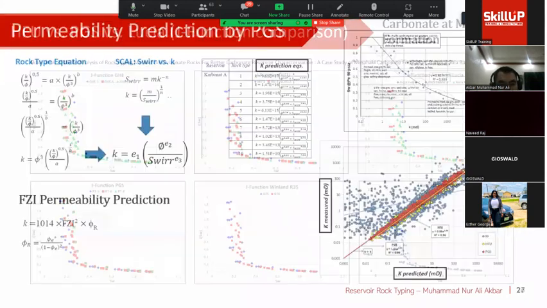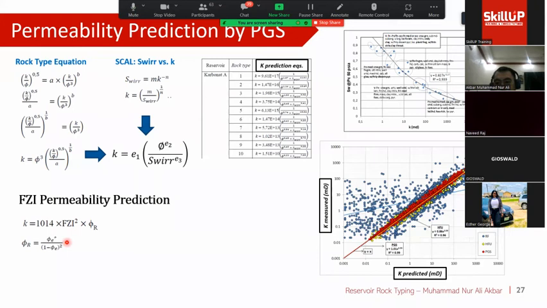How about the permeability prediction? It is the same. We try to predict between the hydraulic flow unit and also the PGS. Actually, the result is almost the same. This is because, as I mentioned before, the flow zone indicator is also a really good prediction method for the permeability prediction, and so is the pore geometry pore structure. Meanwhile, for the pore geometry pore structure, it's not only a function of the porosity, but the irreducible water is also taken into account in the predictions. And this makes it a bit different from the flow zone indicators.